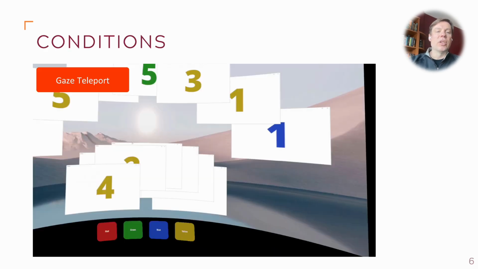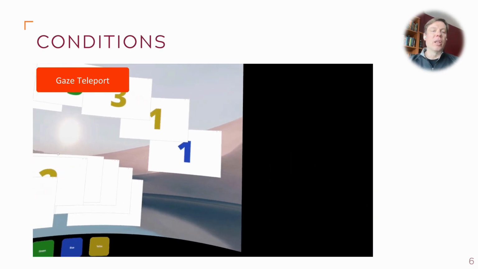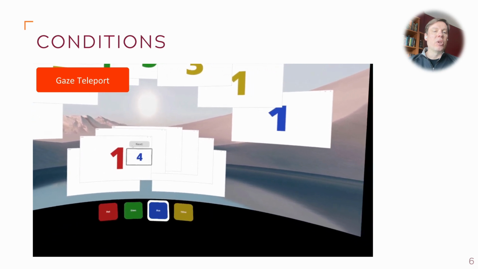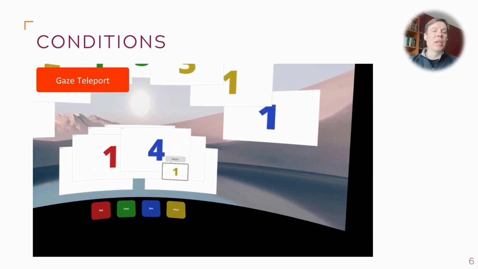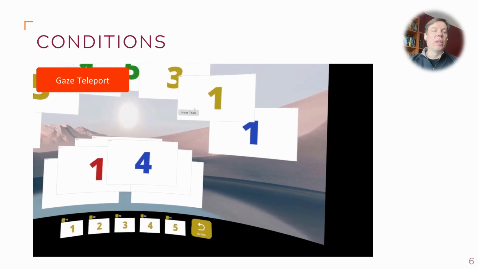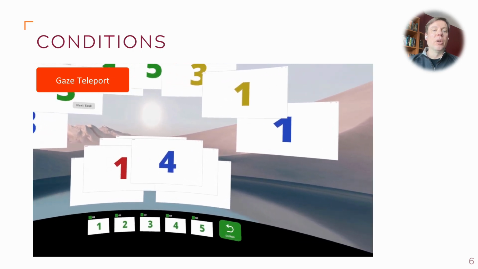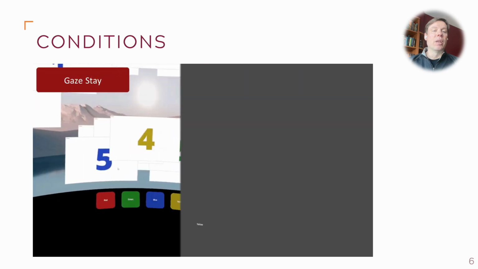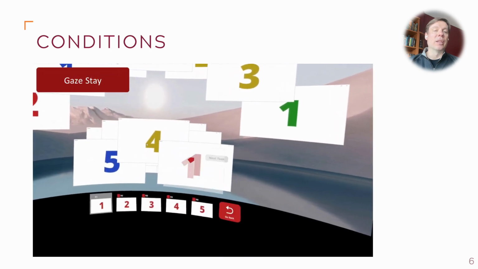So here are the conditions in our study. The first one is our proposed condition, which is gaze teleport. And in this condition, the user selects the window in the spatial bar with gaze plus click. The cursor is teleported to the location of the new window, and then the user uses the mouse cursor to select a next button to find out what the next window they're supposed to select is.